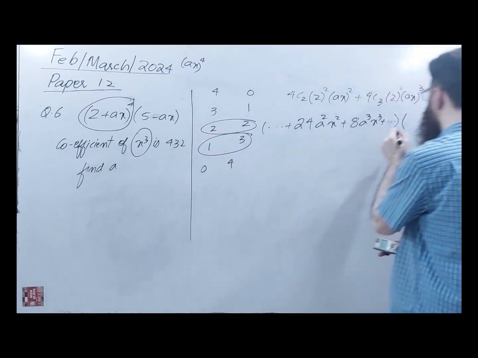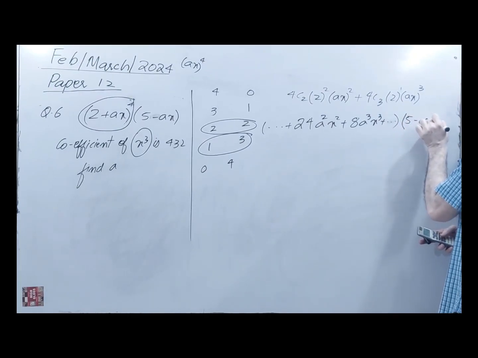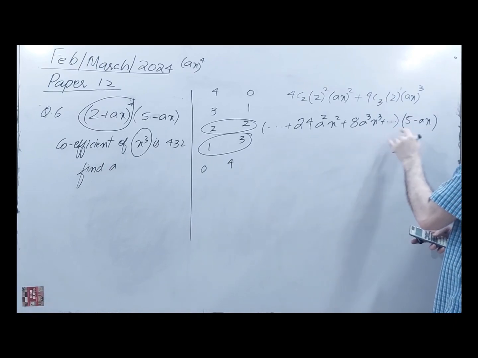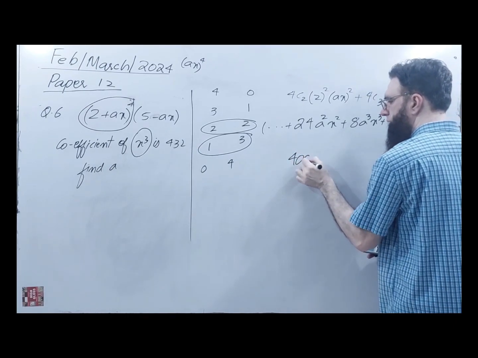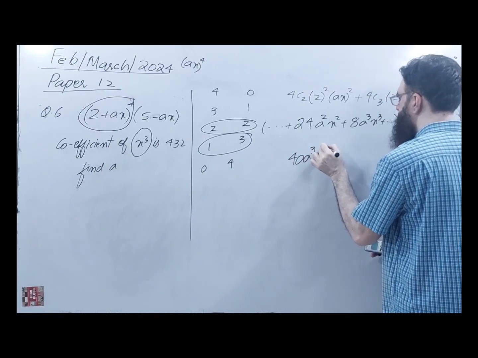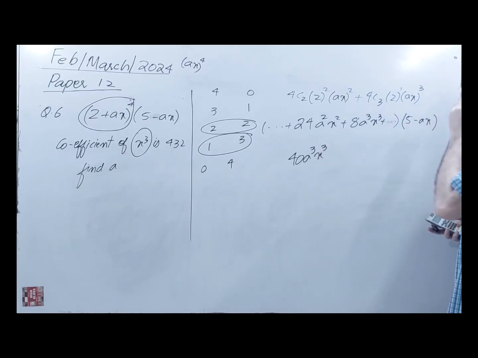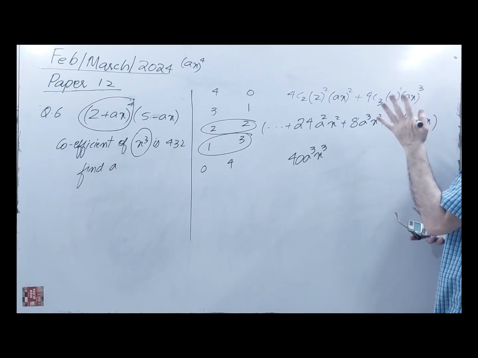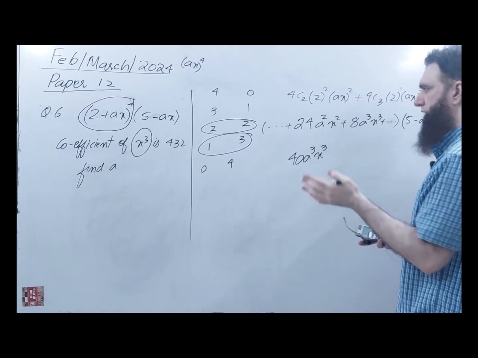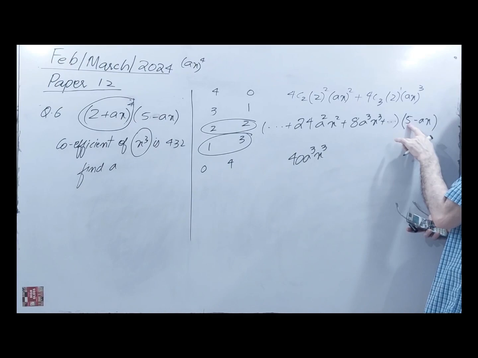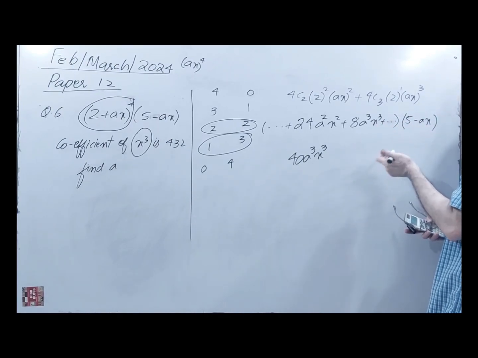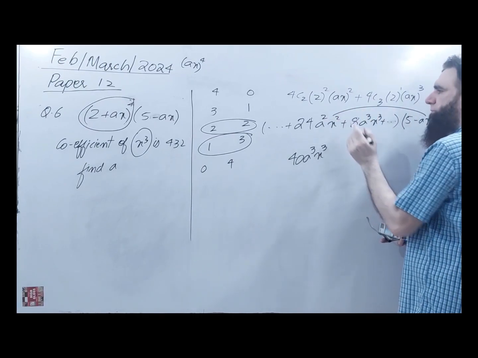Multiplied by 5 minus ax. So when this term is multiplied by this, 8 5s are 40 a cube x cube. You don't even have to multiply all the terms by these two terms. We'd get 4 terms, but we need only x cube terms. So when this term is multiplied by 5, we get x cube. When x cube is multiplied by x, we get x4. We don't need it. Similarly, ax when multiplied by this.